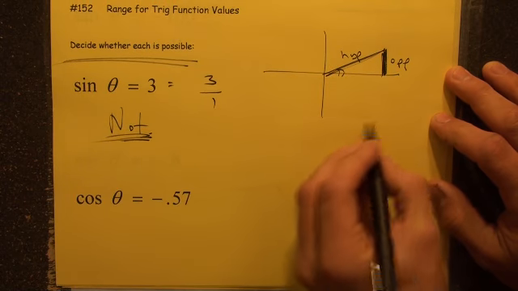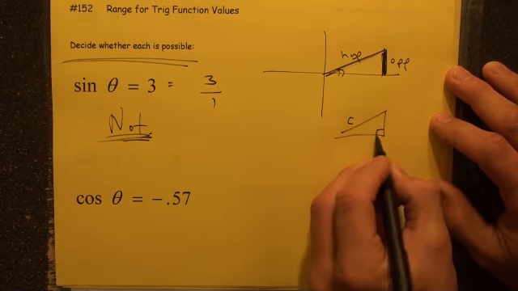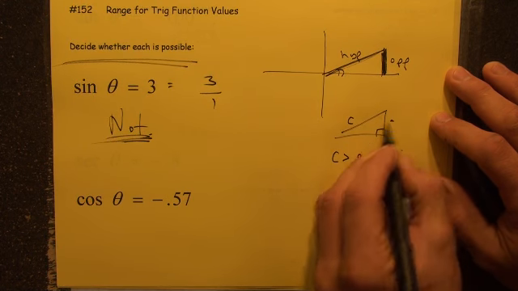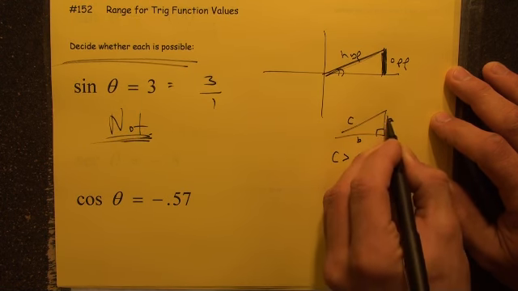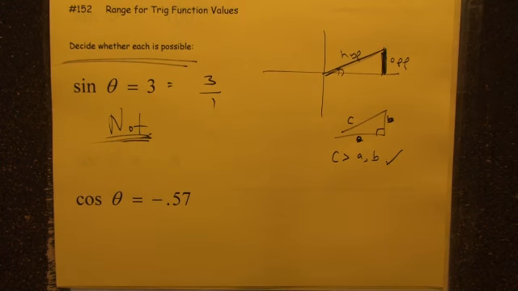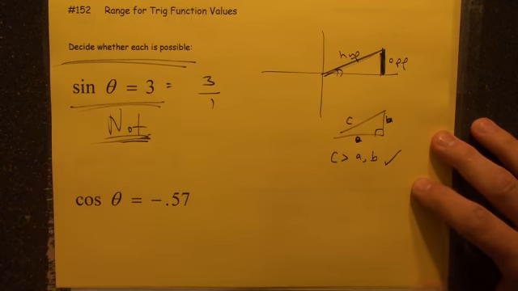Not possible, because in any right triangle, the C value will always be greater than either of the two legs. I will call this one B, call this one A. Alright? So that's the way it works. Therefore, sine theta equaling 3, not possible.